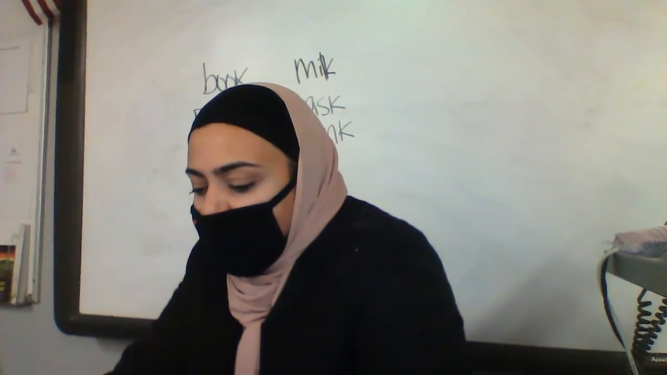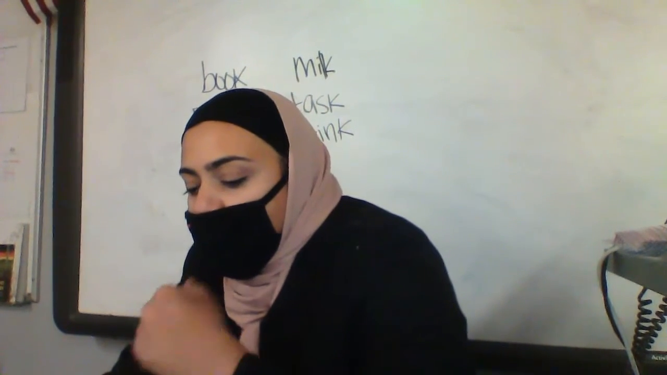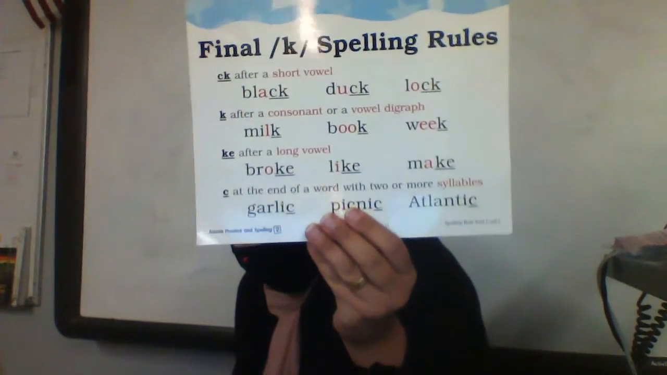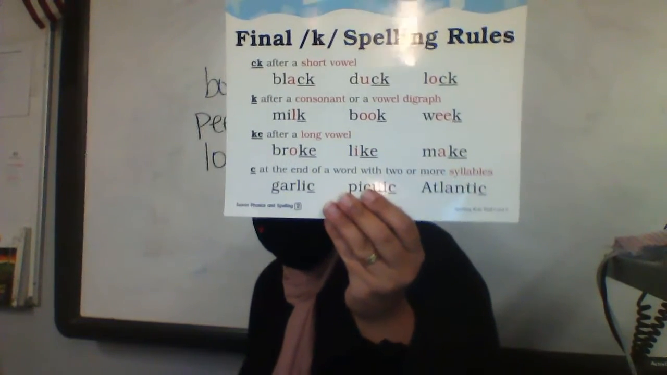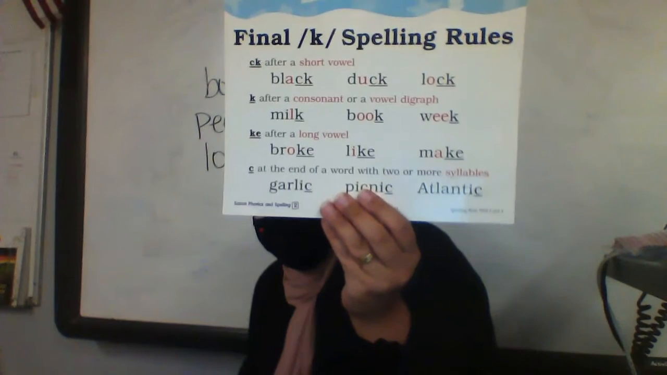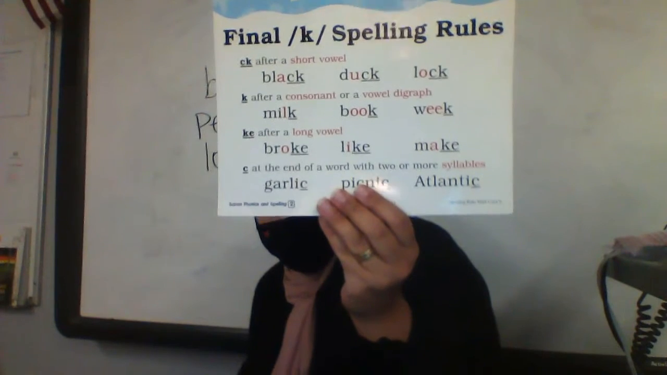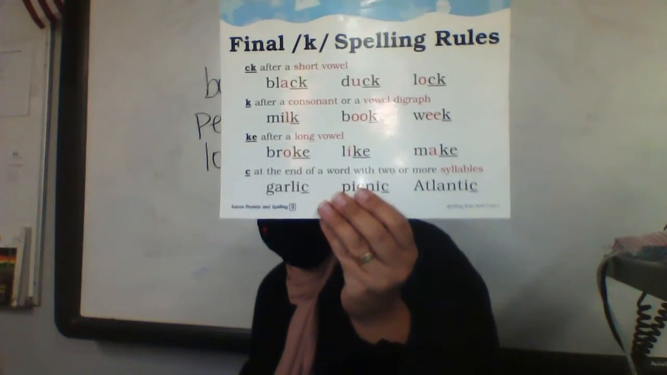Who remembers how we spell the final K sound when it comes after a short vowel? With a CK. Now we've learned two spellings for the final K sound. Remember this rule card, final K spelling rules? CK after a short vowel, like black, duck, lock. All of those vowels are short. K after a consonant or a vowel digraph.